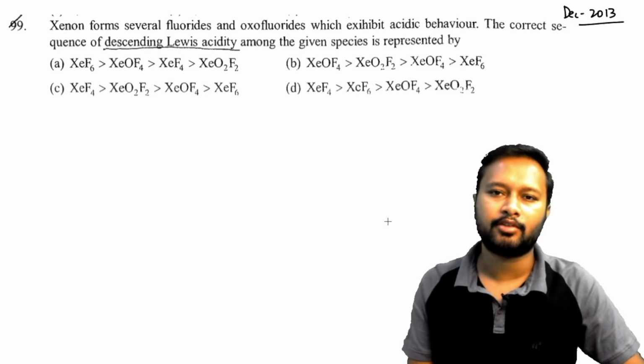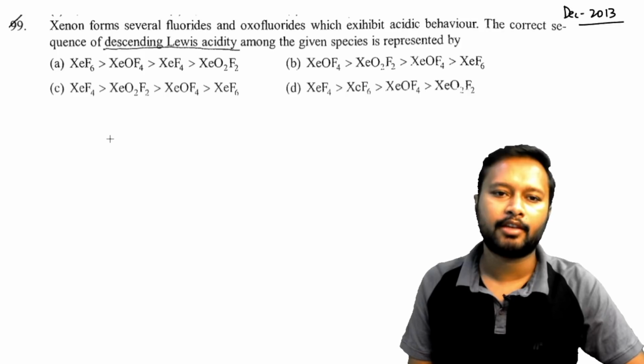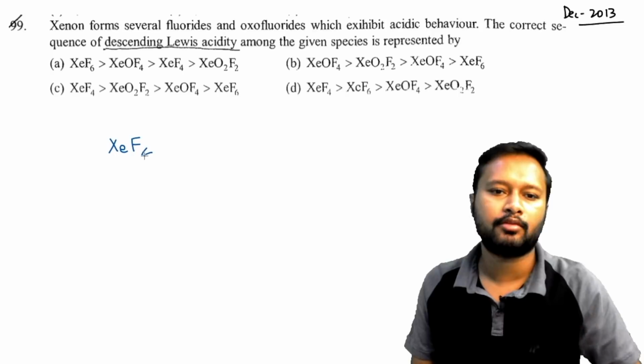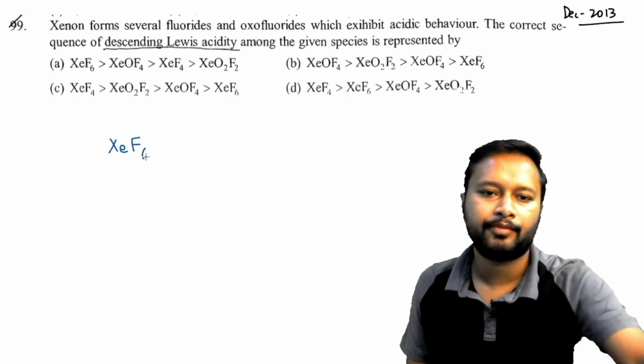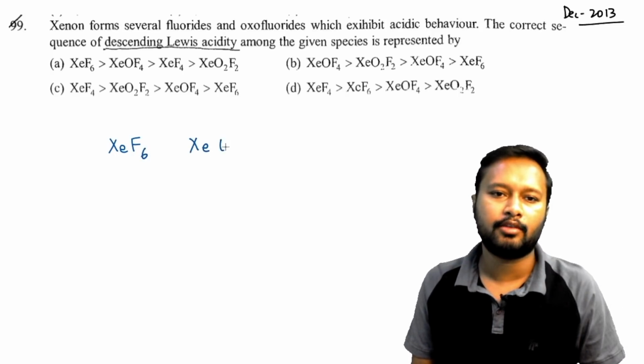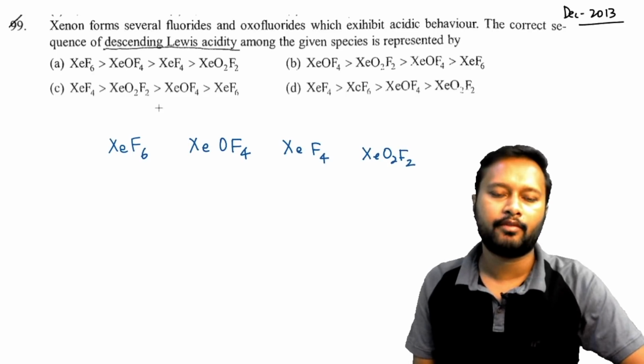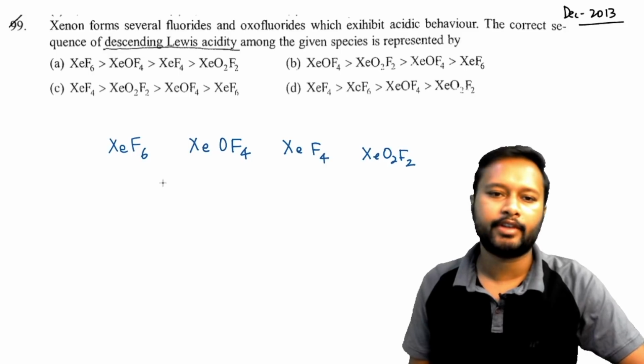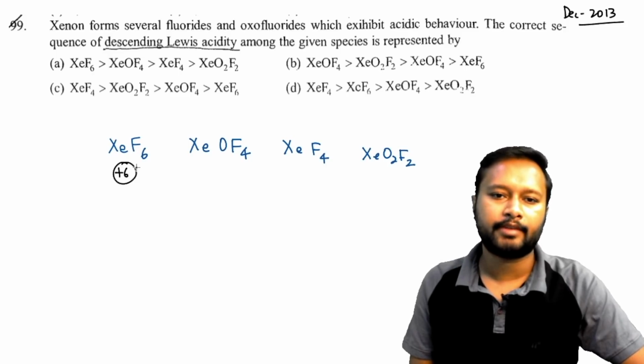So you have to tell which of these is going to have more acidity. You are given compounds like XeF4, XeF6, then XeOF4, then XeF4, and then XeO2F2. I have just written option number 1. From option number 1, write down the oxidation states quickly. So here it is +6.